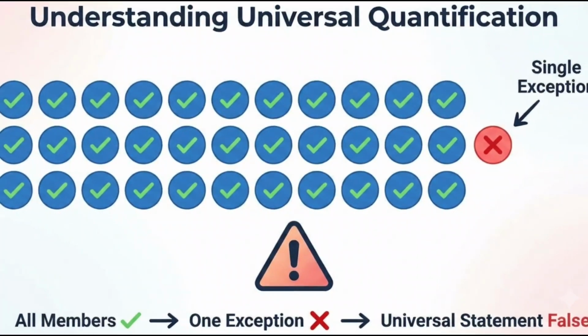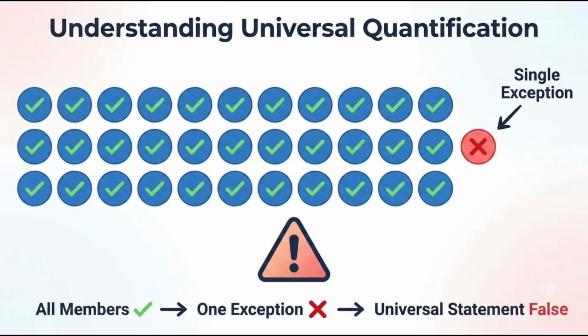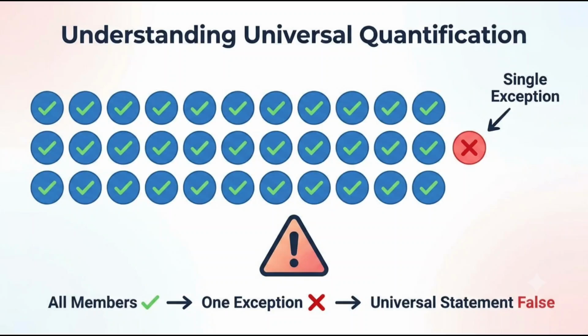A universal statement claims that every member of a group satisfies a particular condition. If even one member does not satisfy it, the statement becomes false.